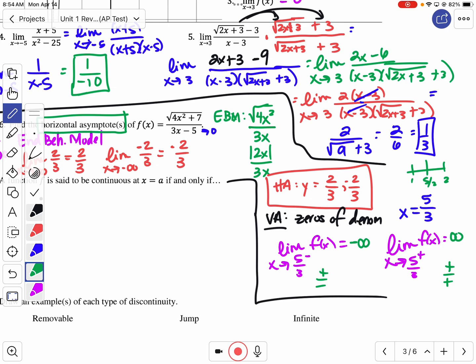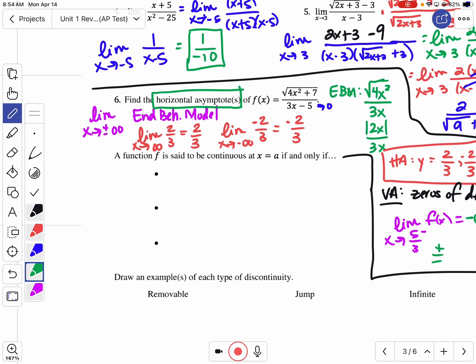Ugh. All right, horizontal asymptotes, vertical asymptotes. They're just things we have to review. We've not done them in a while, okay? All right, let's jump to continuity.